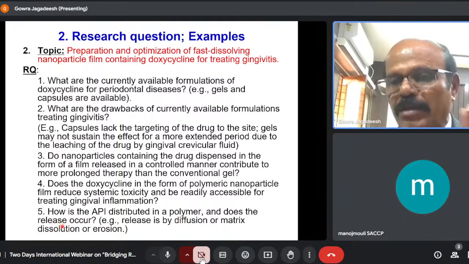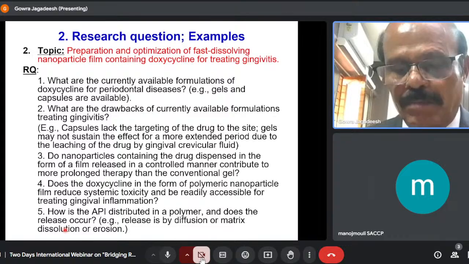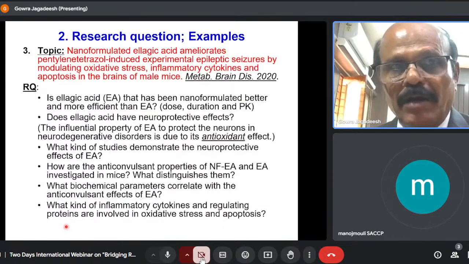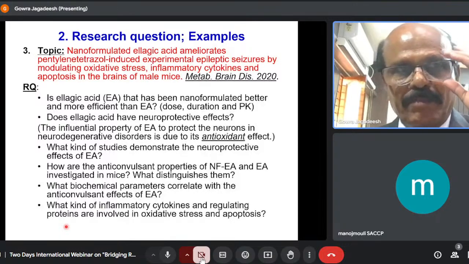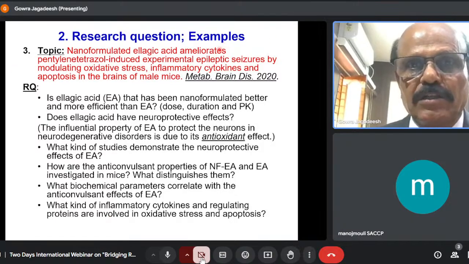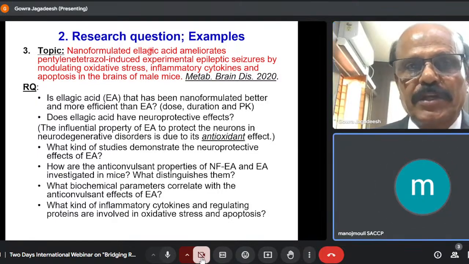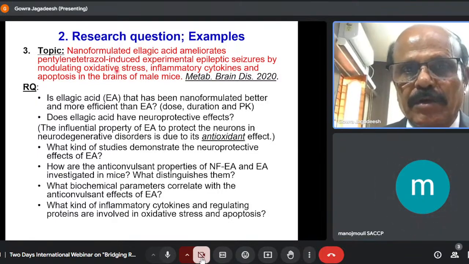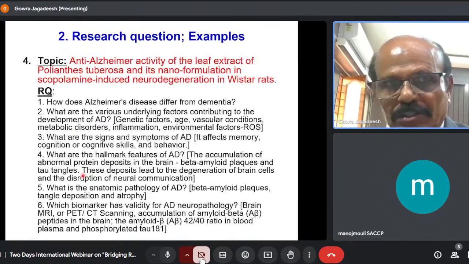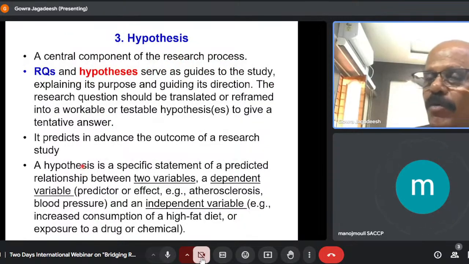So these are some of the 5 minimum questions you can develop, which I developed based upon the thesis title. I will not be going further into the few more examples which are given. For example, pentylenetetrazol-induced epileptic seizures. In this case, they are using ellagic acid as the active ingredient, which can target this. And again, they are giving the mechanisms like cytokines, oxidative stress. So again, ask several questions here. Once your questions are very clear, then you get into the hypothesis.